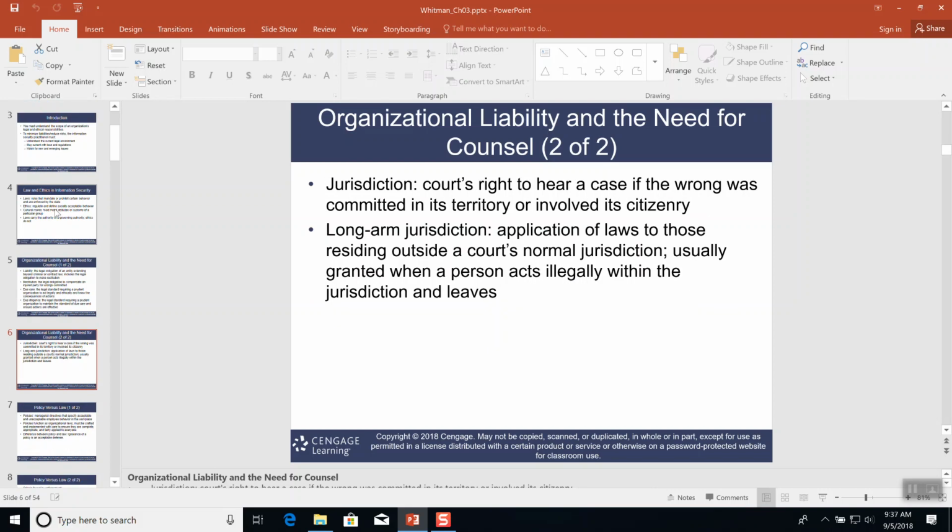Jurisdiction, court's right to hear a case if the wrong was committed in its territory. Long-arm jurisdiction, application of those laws to those residing outside of the court's normal jurisdiction. Usually granted when a person acts illegally within the jurisdiction and leaves.